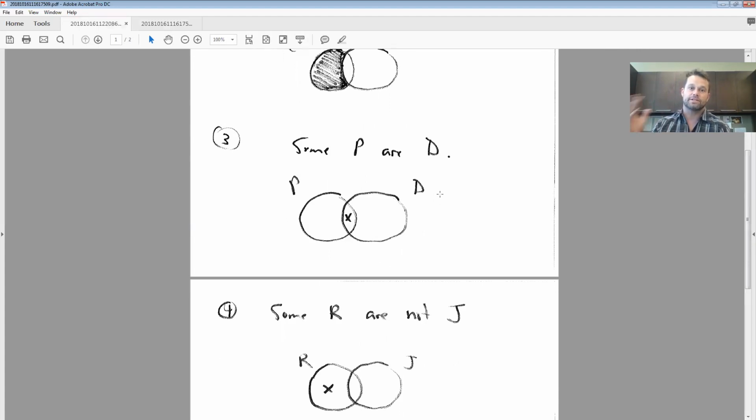So some P's are D's. That means that in this area where the P's are D's, there is at least one that exists. Well, maybe exist is not the best way to say it, but there is one that is there. So some P's are D's, you put the X in the adjoining space between the two circles.